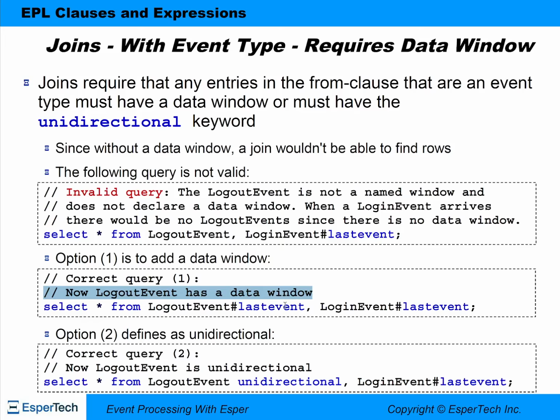Select star from logout event at last event, login event at last event. Option 2 defines it as unidirectional. Correct query 2. Now logout event is unidirectional. Select star from logout event unidirectional, login event at last event.